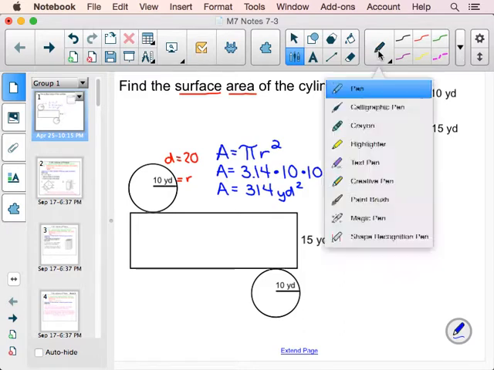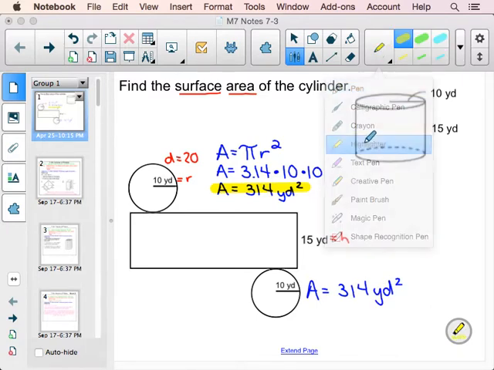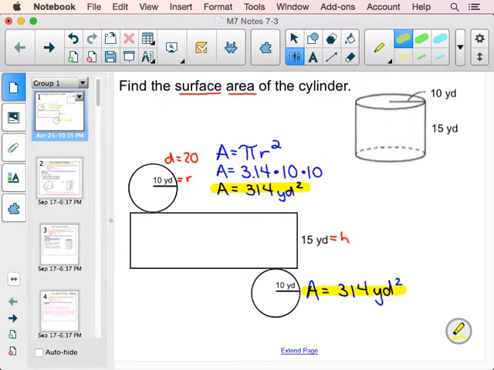I like to highlight or circle every time I get an area of one of my surfaces so that I know that's going to be part of my final answer. I also now know that the bottom circle is going to have the exact same area because in a cylinder, the 2 bases are identical circles. So we have 2 of our surfaces figured out now. Now we have to figure out this 3rd surface.